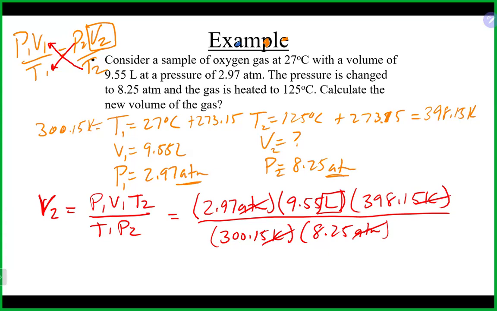398.15, there you go. Divided by 300.15 and divided by 8.25. Going to give us 4.56 liters in this particular case. Any questions on that one? I would say this one is the one that sometimes gives people a really hard time, having trouble rearranging it. So just keep it simple, just opposite sides if you move it across the equal sign. Any questions on that one there?